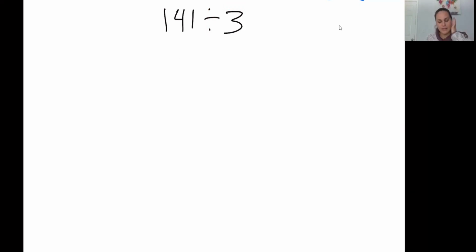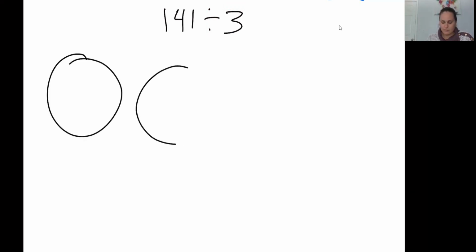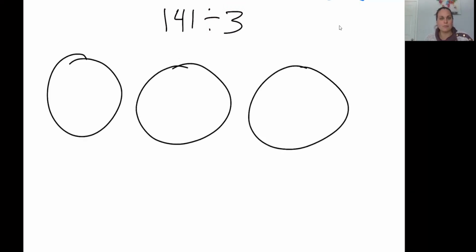So I'm going to draw my 3 people, and this time my bubbles are going to be a little bit bigger because I've got a bigger number to hand out. Okay, so I've got my 3 people. All right, so now same step as last time. I want to hand out some bigger chunks, because if I sat here and handed out ones at a time until I got to 141, it would take me forever. So I want some shortcuts that'll make that go a little bit faster.